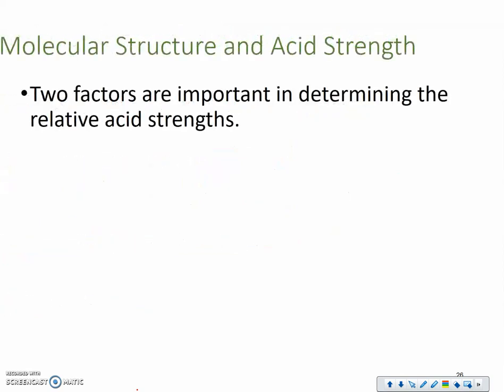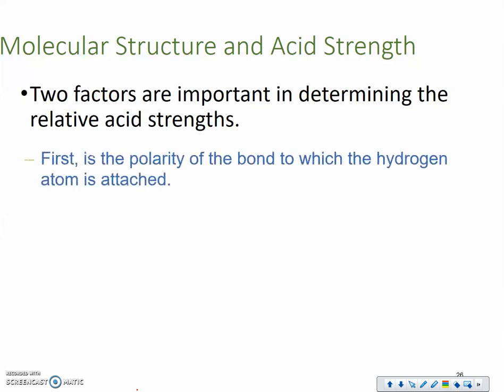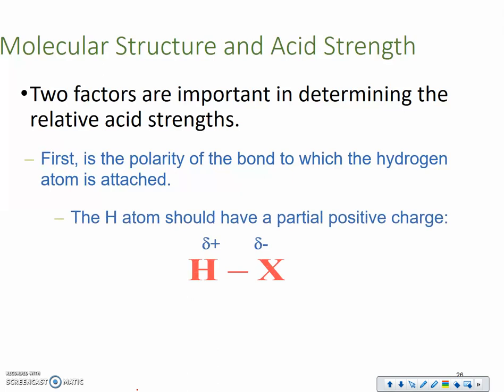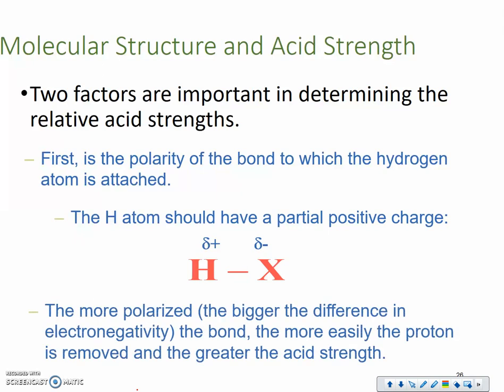So two factors are what we use to determine relative acid strength. The first is the polarity of the bond to which the hydrogen is attached. All of these bonds are polar. Your hydrogen does not share electrons equally with whatever it's connected to. So the more polarized this bond is, or the bigger the difference in electronegativity, the easier it is for that hydrogen to be removed, and therefore the greater the strength of the acid. So electronegativity, in case we have forgotten its trend, increases across a row, decreases down. So fluorine is the most electronegative element.